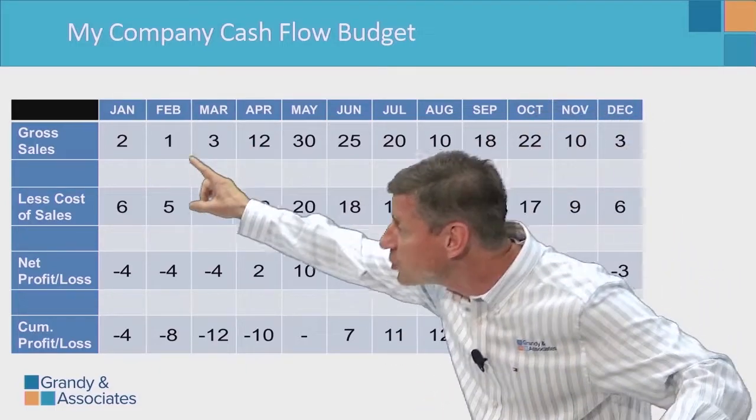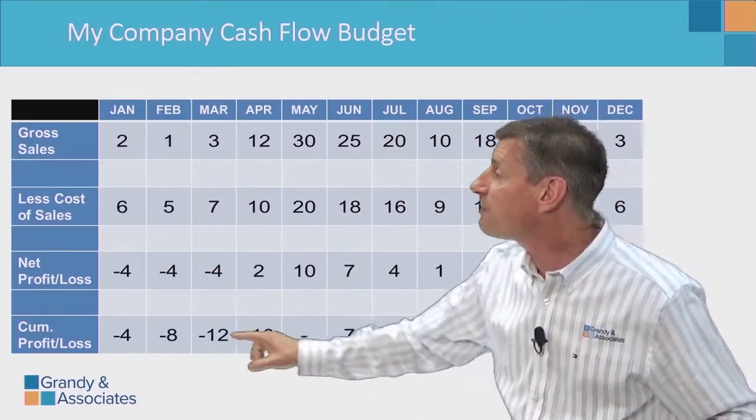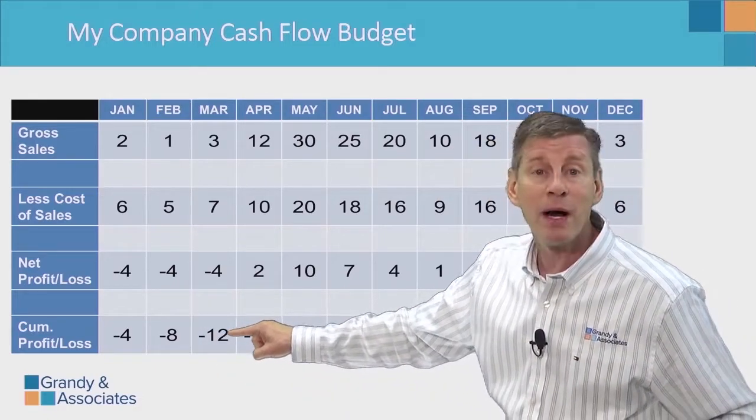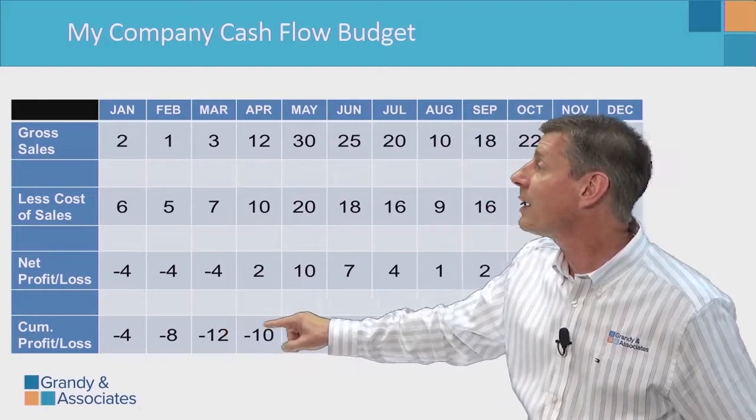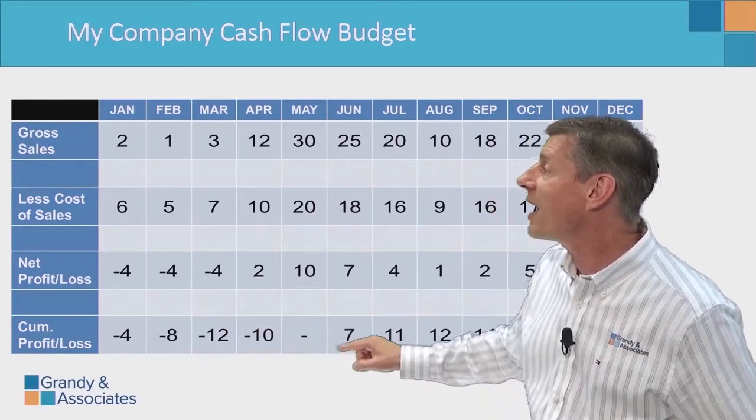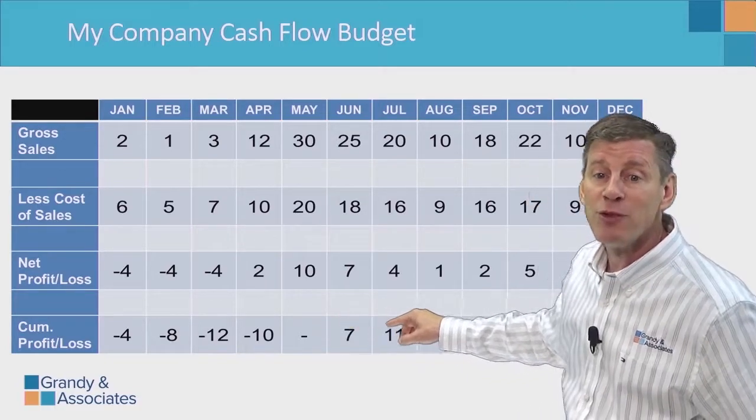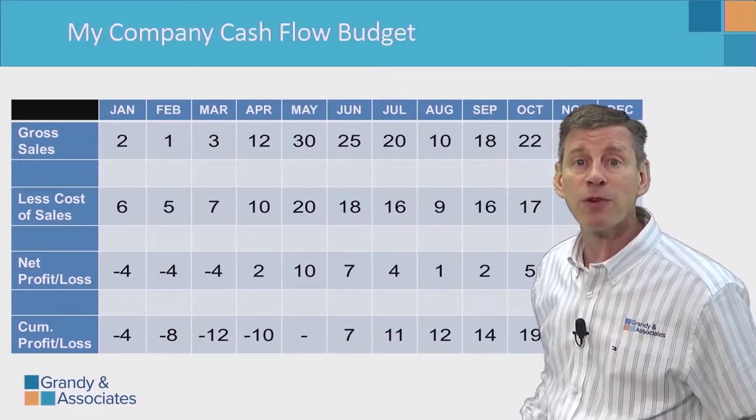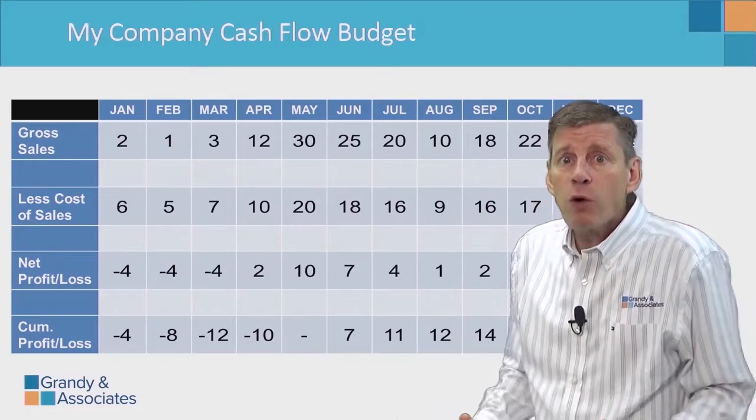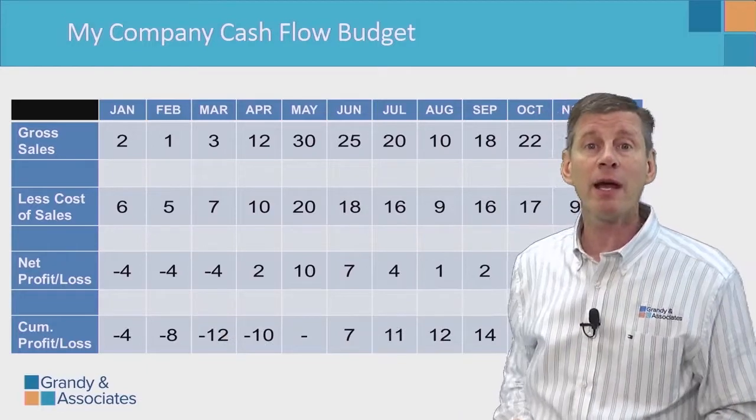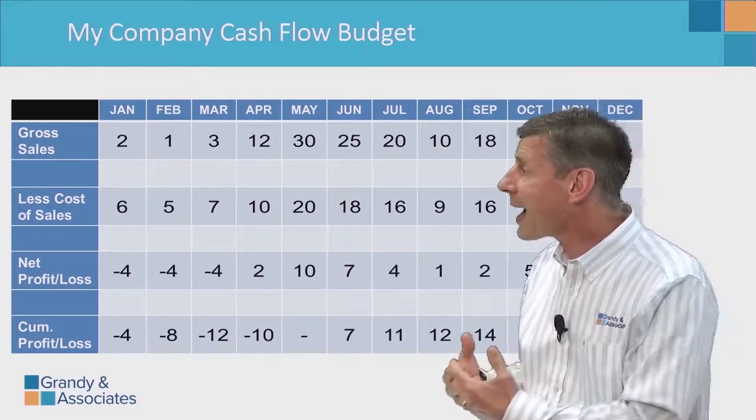Right? So I start out in January, I'm at minus $4,000. In February, I'm now at minus $8,000. In March, I'm now at minus $12,000. Right? In April, minus 10. It's May before I finally break even, right? And June before I have any positive cash flow. Does that look at all familiar? Of course it does. The only thing that changes is when that negative portion of the year hits. Right? So we have to have that in place.